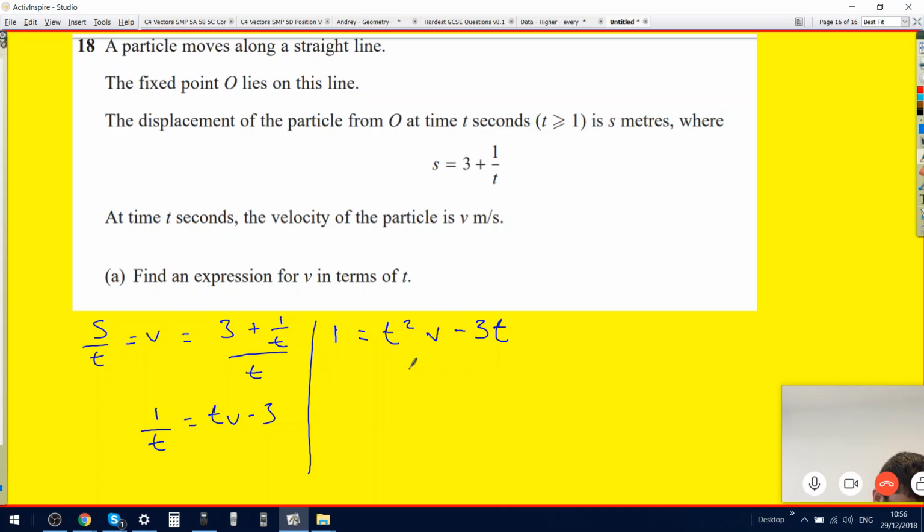Any idea? You try and factorize this. No, that would be if you're making t the subject. You want to make v the subject. Oh, right. Okay. So, v equals 1 over t squared minus 3t. Yeah, that's all right.